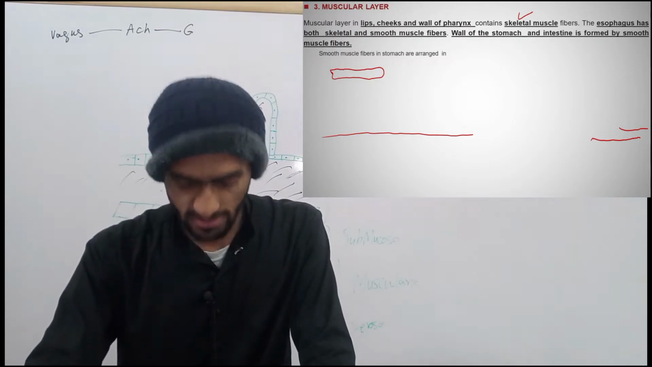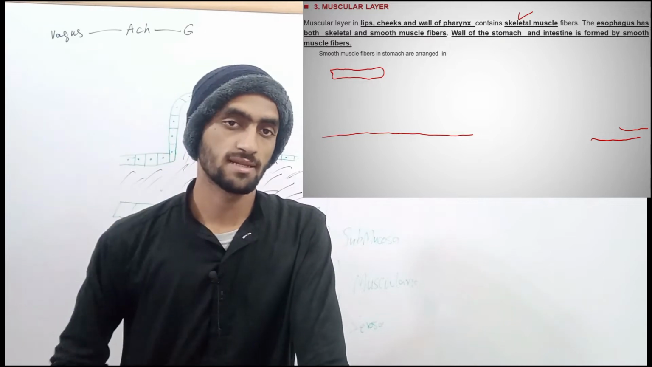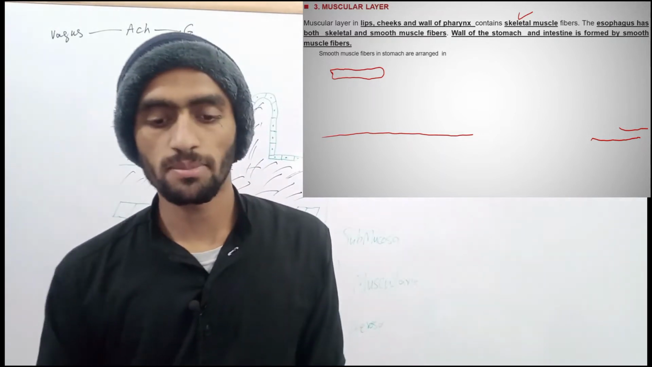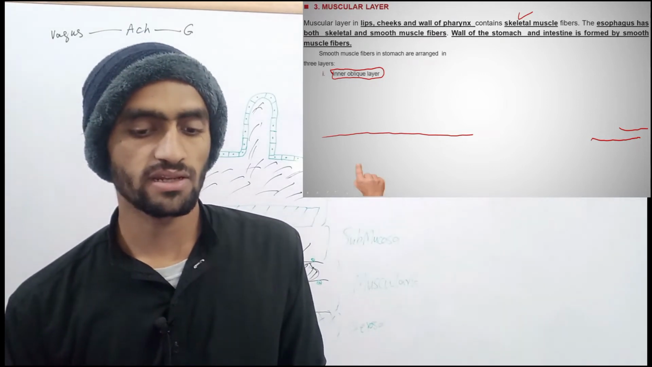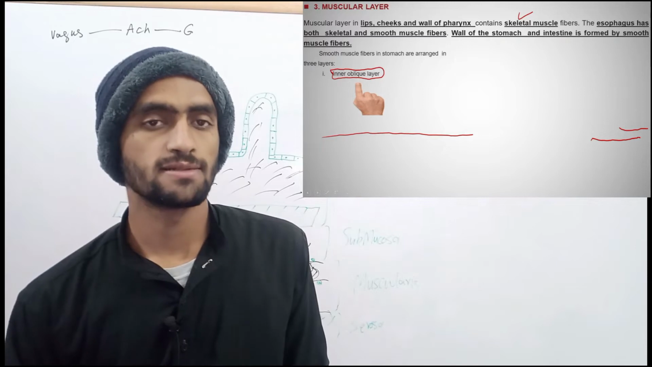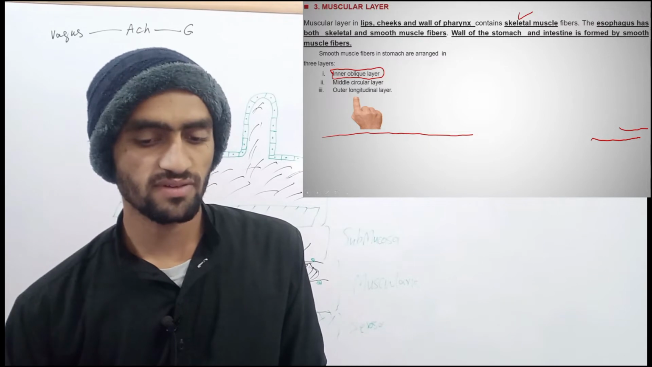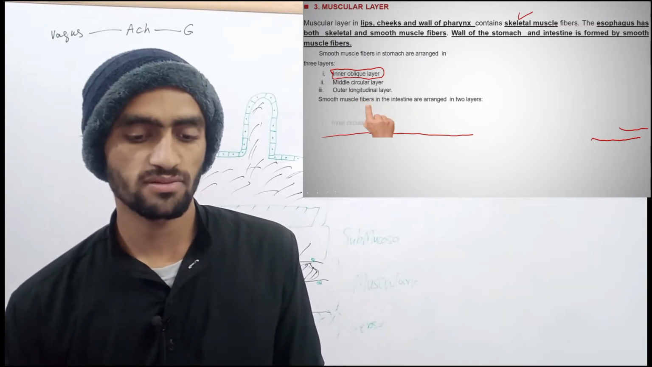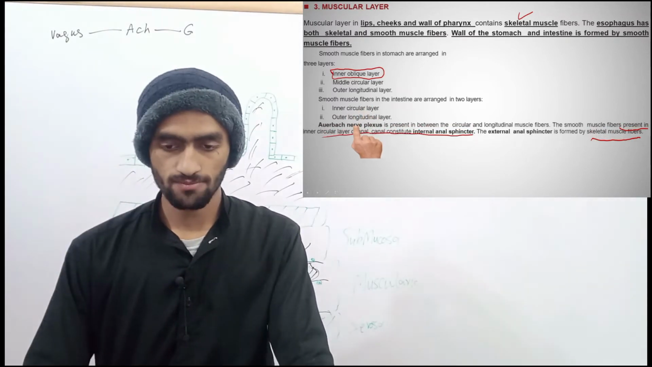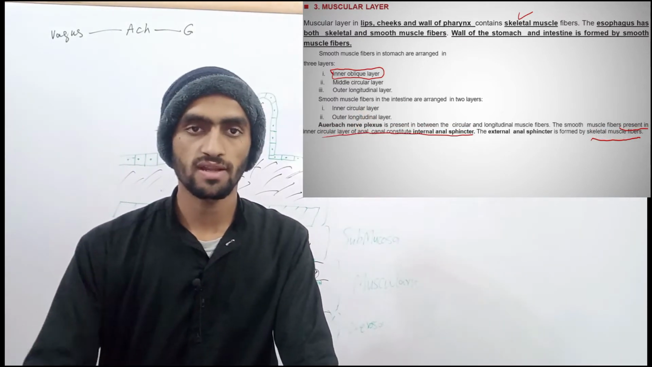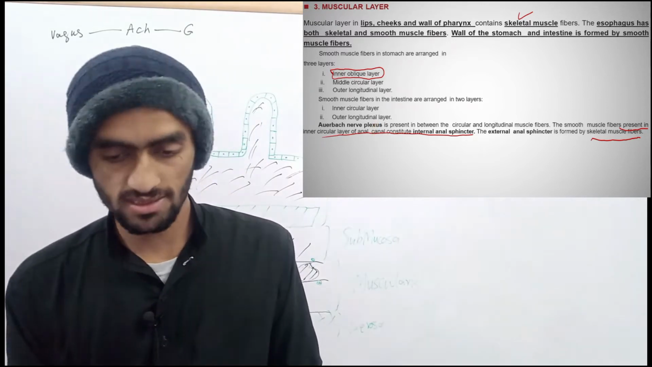Which organ of the gut wall has more muscle? It is the stomach, because it has an extra inner oblique layer, so it has three layers of muscle. In the intestine, we have the same two layers, inner circular and outer longitudinal. The myenteric nerve plexus controls the circular and longitudinal muscle because it is present between these two muscles.